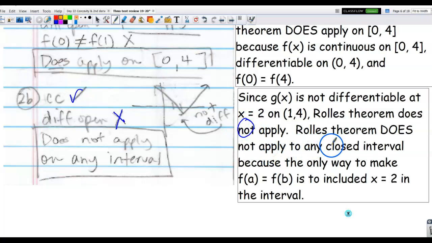Then it said, well, then fix the condition. Well, we can't. We can't apply this anywhere. Rolle's theorem does not apply to any closed interval because the only way to make f of a equal to f of b is to include this point where there's no derivative. In other words, we'd have to use symmetry to get the same y values. So we cannot make Rolle's theorem apply on any interval of this function.